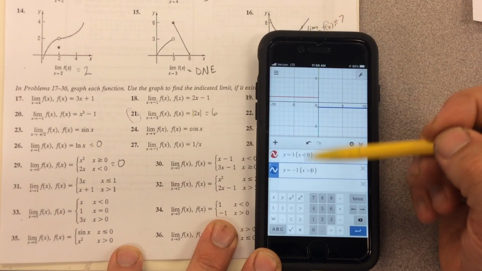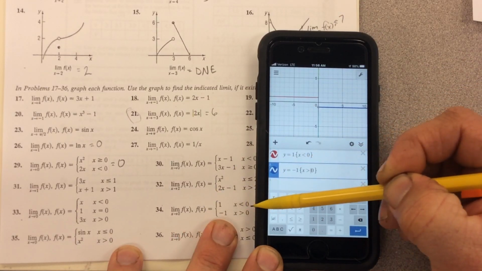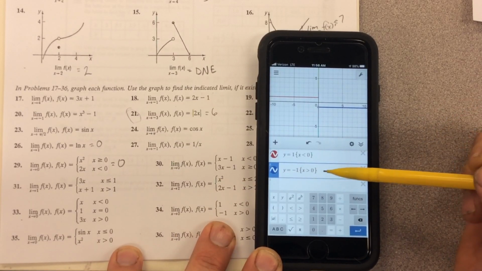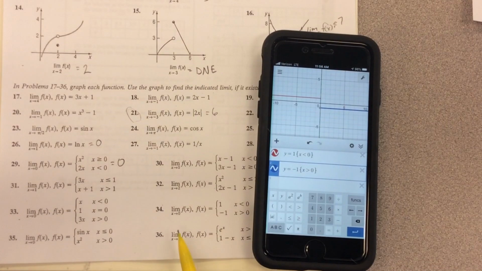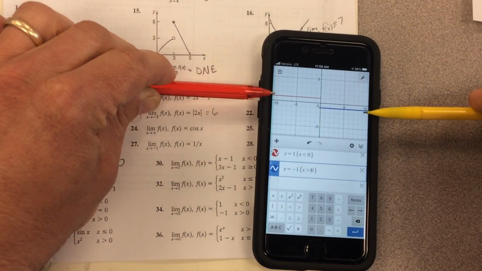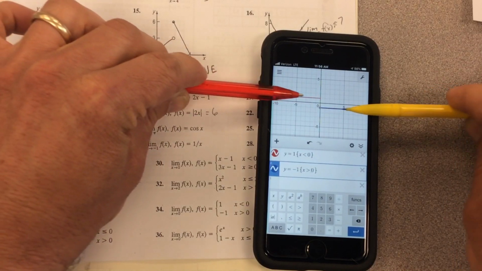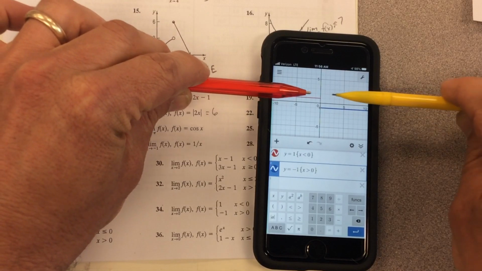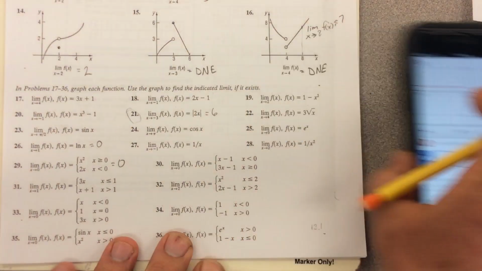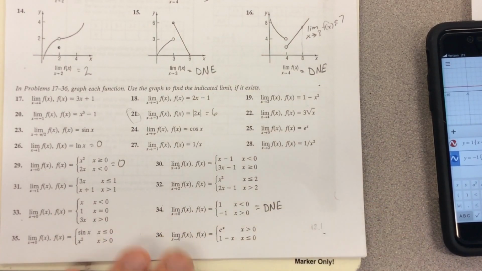So there's my picture. Y equals 1 when x is less than 0, and y equals negative 1 when x is greater than 0. And I look at my picture, and I want to find the limit as x goes to 0. So here I am, approaching from the two sides, and they are not coming together. They're supposed to come together like this, and they do not, so they're diverging from each other. So this is a limit that does not exist.